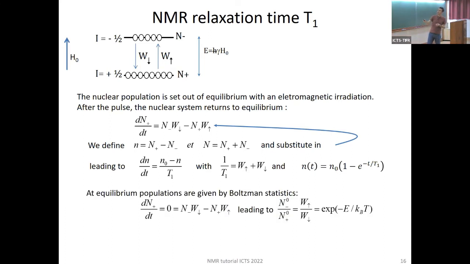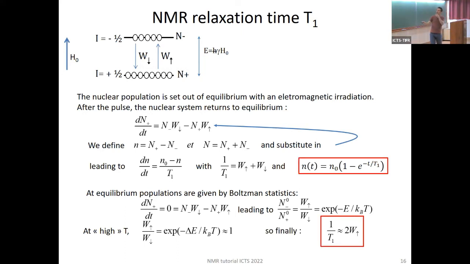Let me finish with that. It's even simpler than that, because in NMR, as I told you right from the beginning, the nuclear magnetization is very small. So this energy difference will always be very small. If you put numbers, it's like microkelvin. So for nuclear levels, at finite temperature, you are always in the high temperature limit. In the high temperature limit, the two rates can be considered as equal. So basically, 1 over T1 is 2 times one microscopic individual process for a spin to flip from one level to the other.